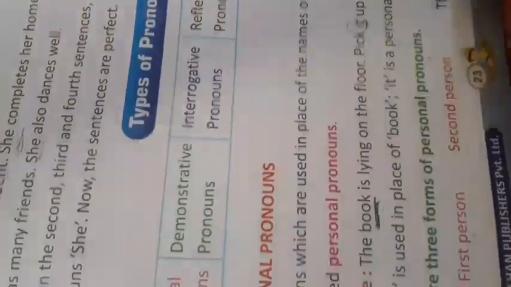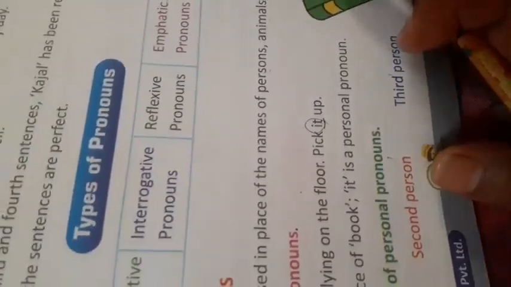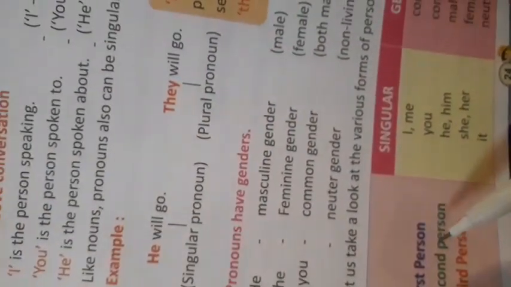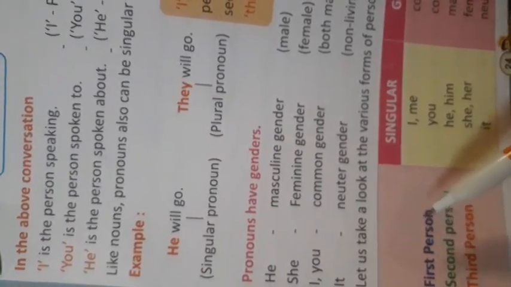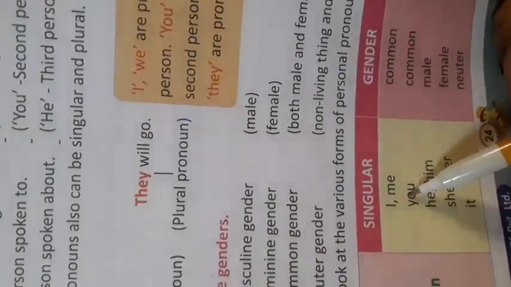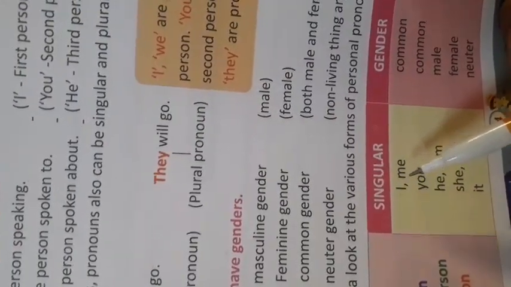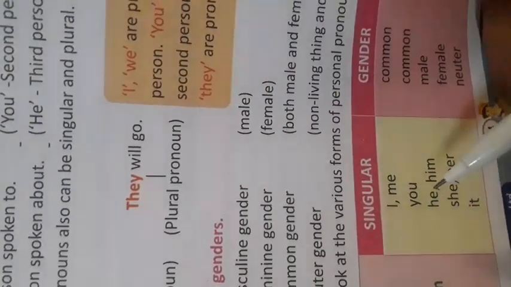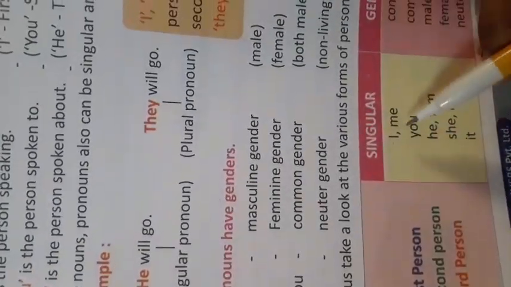Now let's see which pronouns come under the first person, which under the second person, and which under the third person. Now see here, who is the first person? The first person is the speaker: I, me, in the singular. Here, who is the speaker? I am the speaker because I am speaking here, isn't it? So in the singular, first person: I, me.